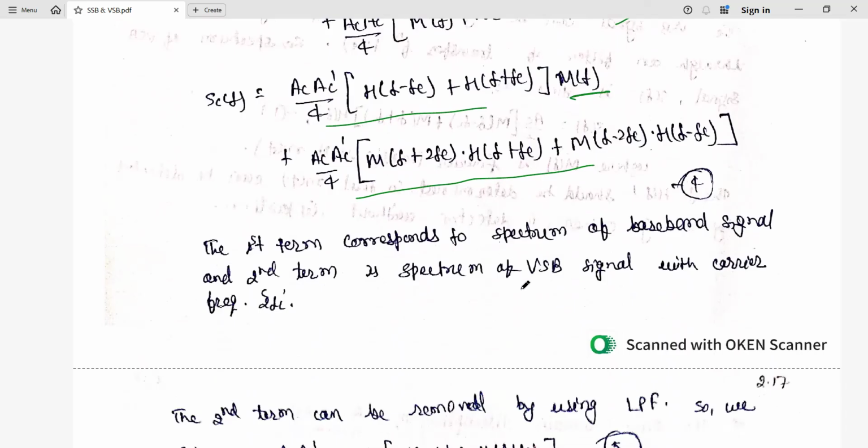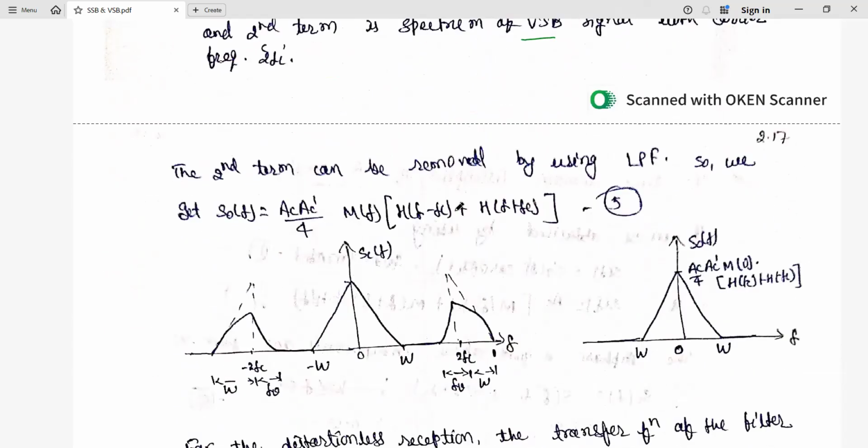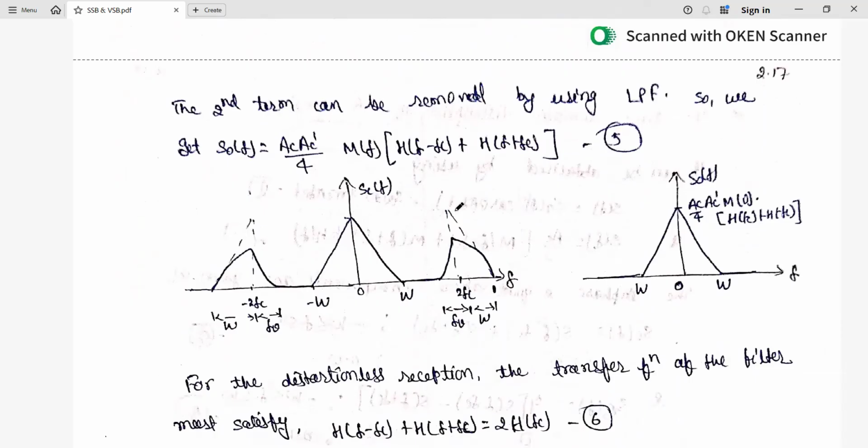And the second term is the spectrum of the VSB signal with carrier frequency. What is that carrier frequency here? 2fc. So directly here we have M of f, but here, with the help of that part, we represent the VSB signal, and the carrier frequency is 2fc, if you compare with equation 1. Now this second term can be removed by using the low pass filter. So this low pass filter is applied, and finally we obtain the first term alone.